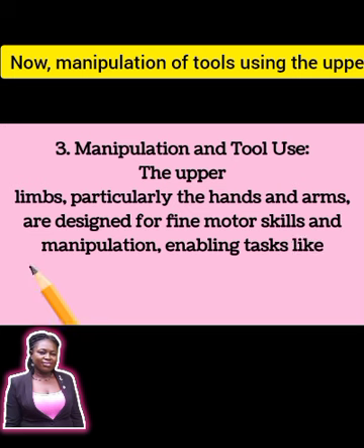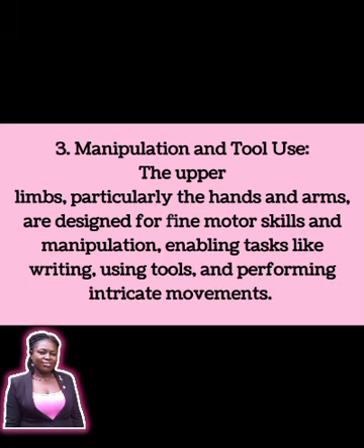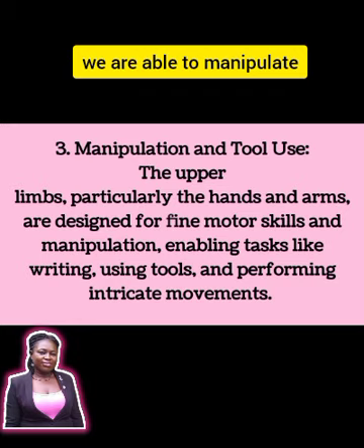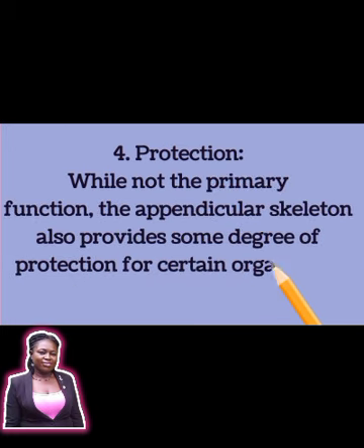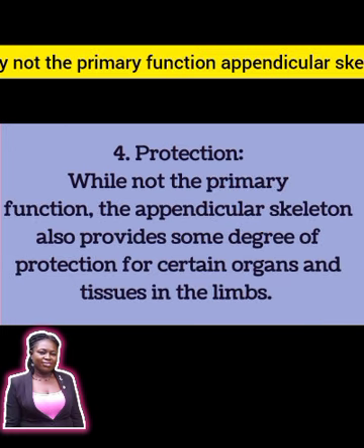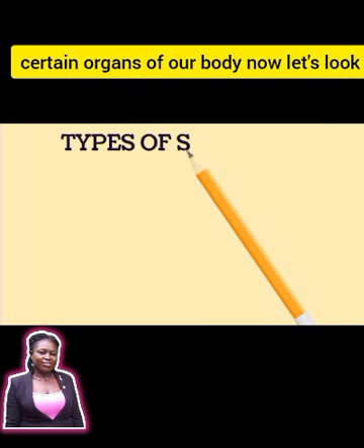Now, manipulation of tools using the upper limb, that is our hand. We are able to manipulate and take tools and work with them because of the appendicular skeleton. Now, let's move forward. Protection. Though not the primary function, the appendicular skeleton also provides some degree of protection to certain organs of our body.